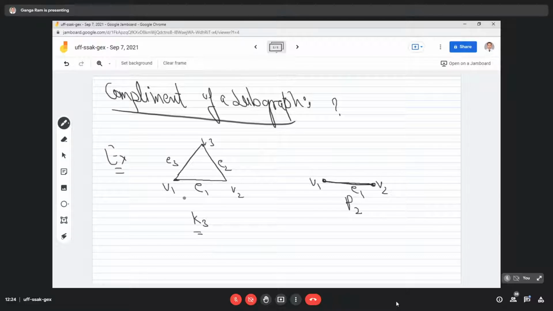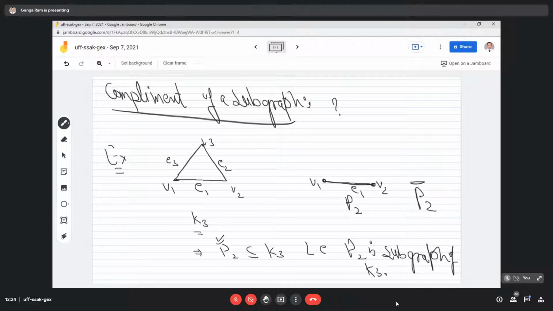Then find the complement of a subgraph. So it is clear that P2 is a subset of K3. It means that P2 is a subgraph of K3. Then find, what is the P2 complement?